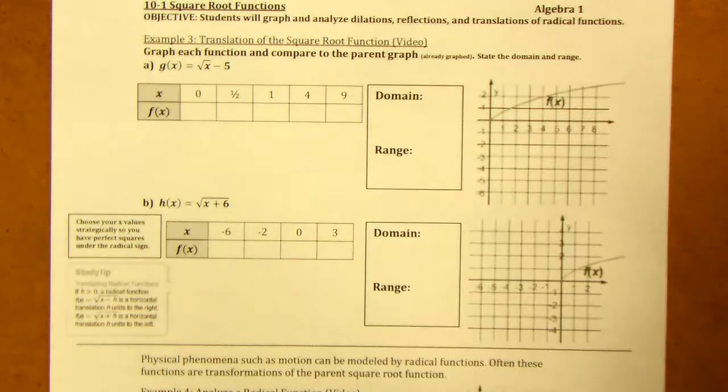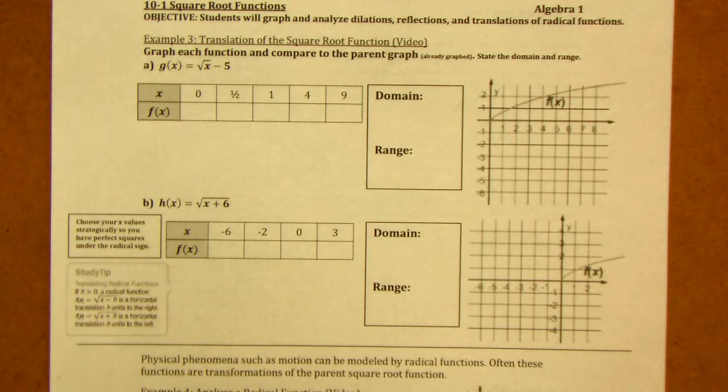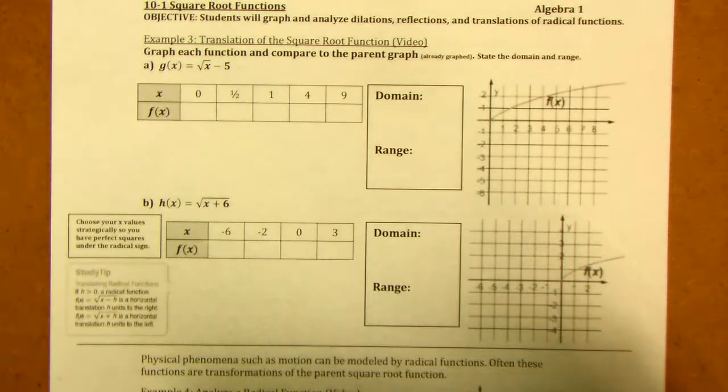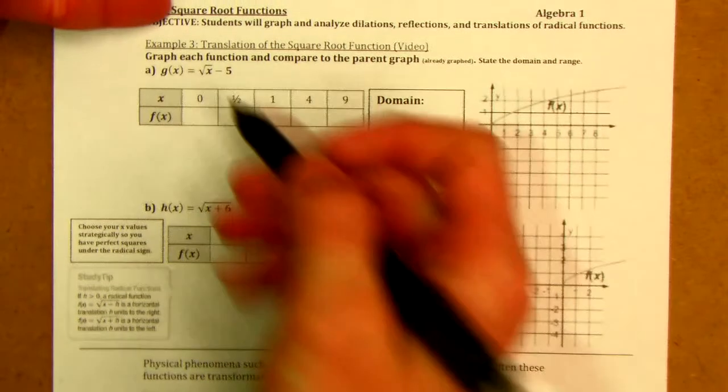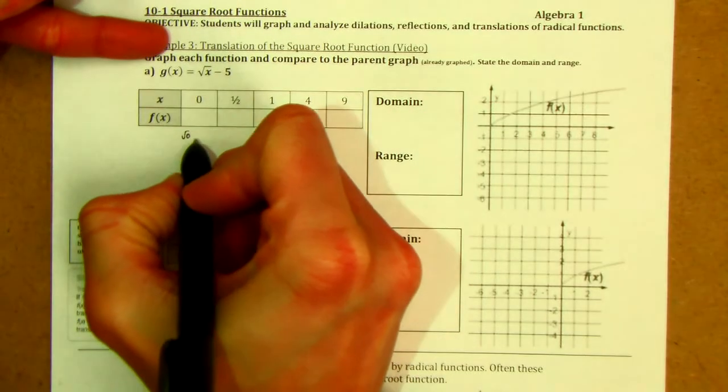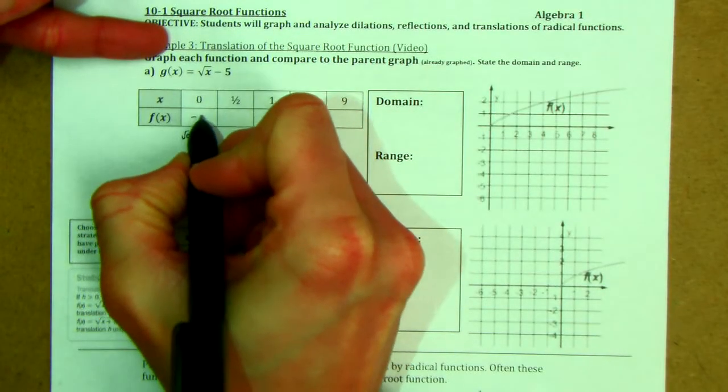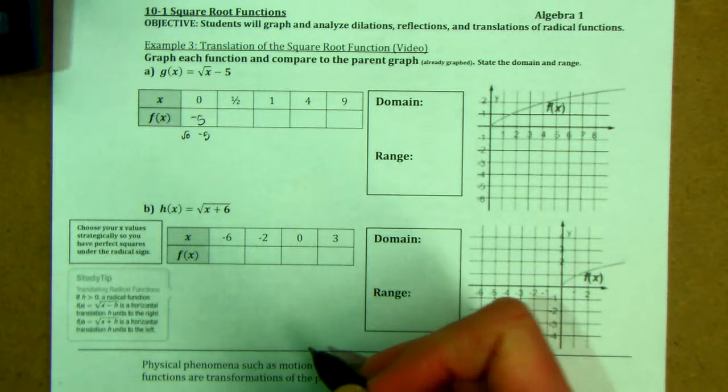Now, graphing them is a little more difficult. I'm going to need a calculator here. You're going to need a calculator because we are going to have to approximate square roots when I put in the square root. So except for this one, this is going to be the square root of 0, which is 0, minus 5. We get negative 5, right? If I do the square root of 1/2, the square root of 0.5 is 0.7.